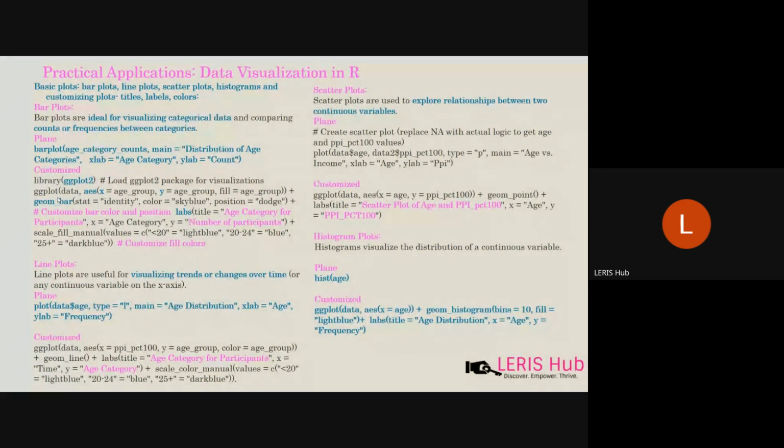And then you specify, for example, the statistics as identity, and do the color. I want sky blue, I want green, yellow, and do the position in terms of the dodging position. I'll explain that. And then, of course, you can customize the bar color and position by giving labeling. You label the title, for example, age category for the participants, and the x-axis we had seen is the age category, the y is the number of participants in that age, and then maybe you want to scale the fill manually, with specific values. So less than 20 is light blue, 20 to 24 is blue, 25 plus is dark blue. So that is now more of the beauty of R in visualization.